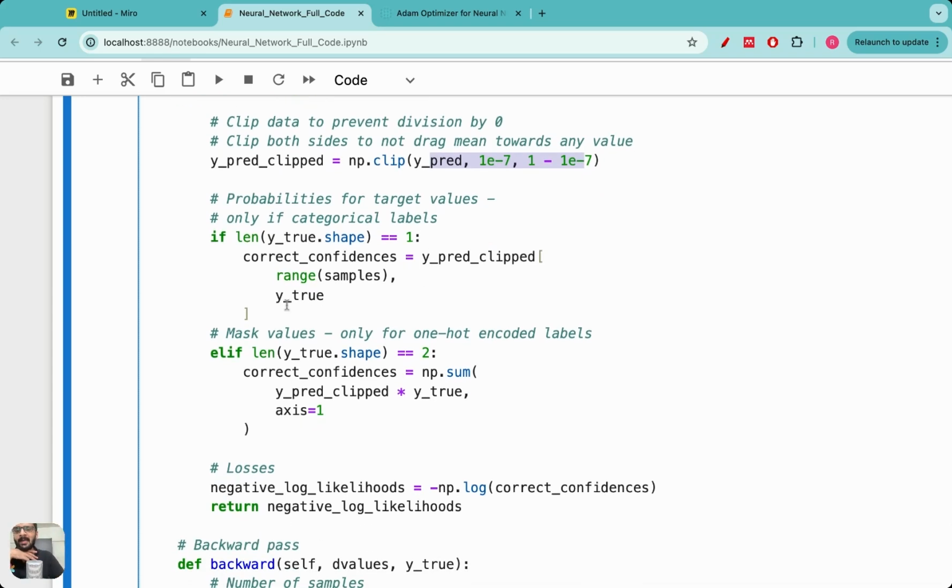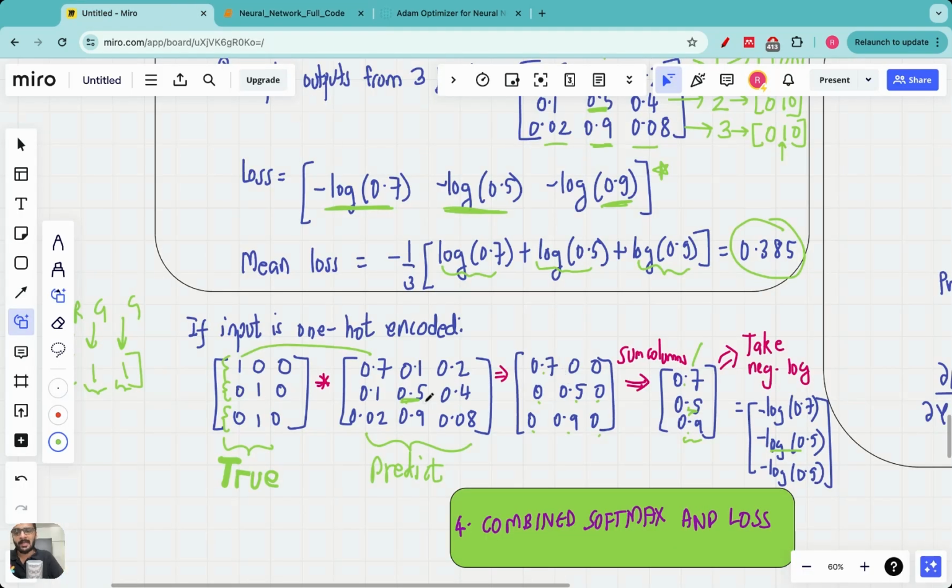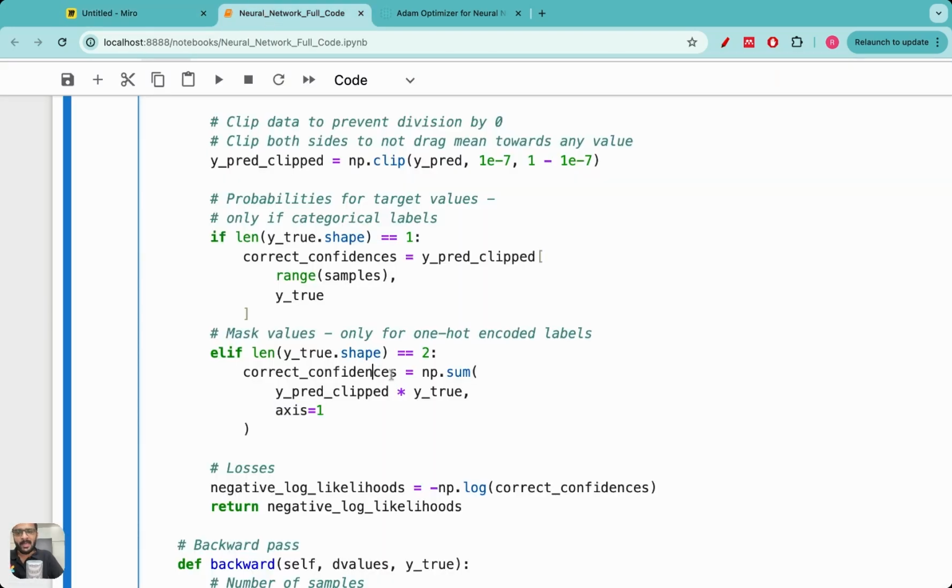Then if the labels are one hot encoded, as I showed you, first we'll take the product of the predicted value and the true value, and then we'll sum the columns. That's why it says axis is equal to 1. So let me take you back here. If the inputs are one hot encoded, we'll take an element wise product and then we'll sum the columns. To take an element wise product in Python, we just do this multiplication operation. So we do the element wise product, then we sum along the first axis. This is if the true values are one hot encoded, which can be checked by checking whether the length of their shape is equal to 2.